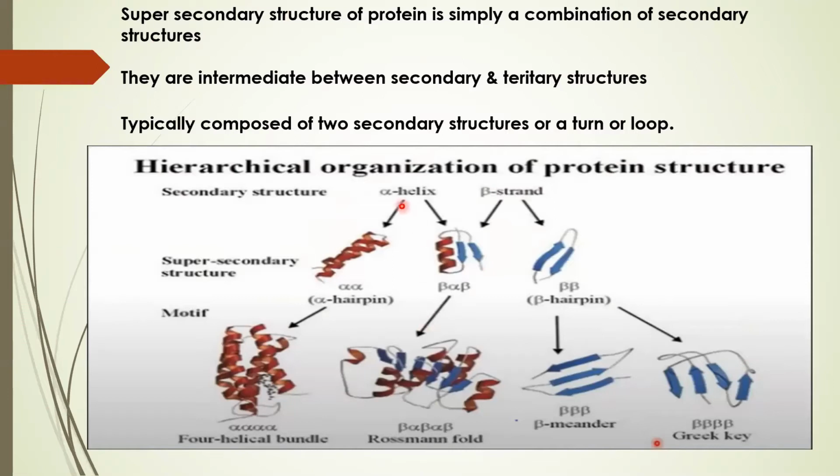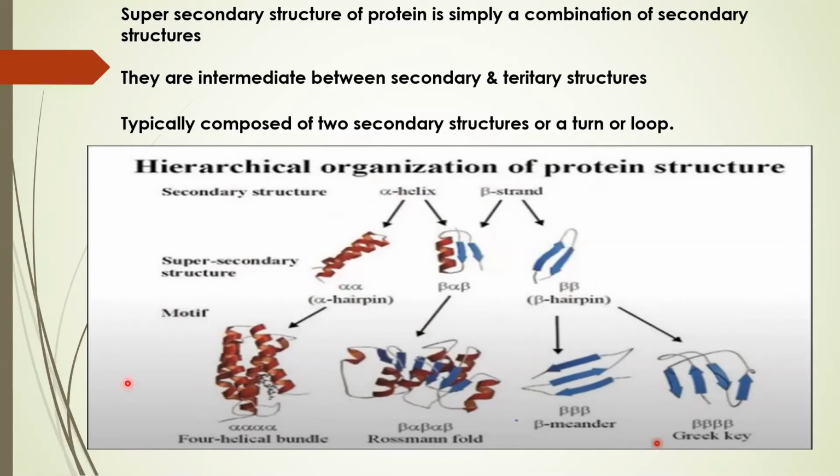So let's check it. For example, secondary structures like alpha helix and beta strand. The super secondary structure will form when alpha and alpha combine, due to which they will form an alpha hairpin. Or alpha can combine with beta, which will form beta alpha beta, and beta strand can combine with only beta to form a beta beta hairpin.